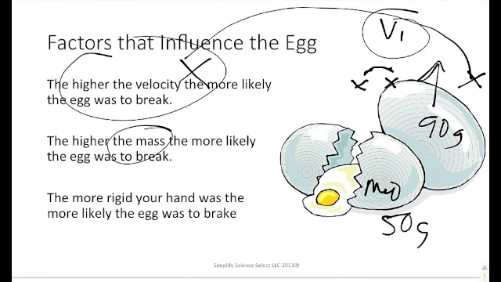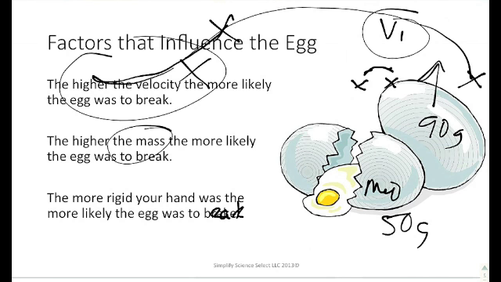Third, the more rigid your hand, the more likely the egg was to break. The more rigid your hand was. So whenever you caught it, your hand should have given a little bit and kind of swung back. And that makes it much less likely that you'll break the egg.